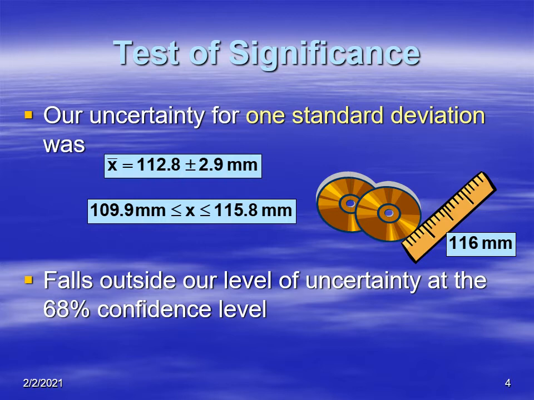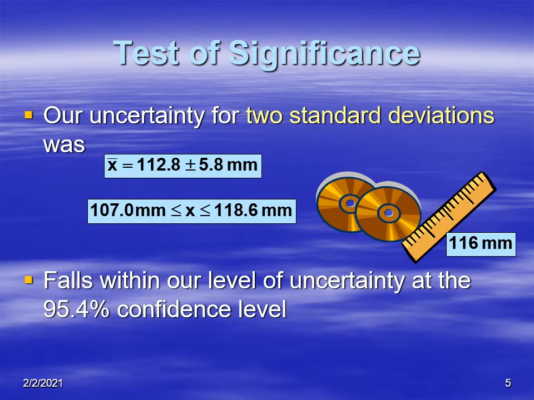So if we say we're using one standard deviation as our acceptable standard, then 116 falls just outside of the 115.8, the higher end of our measurements. And remember, we said that for one standard deviation, our level of uncertainty is 68%. In other words, 68% of all measurements will fall within that, and there will be 32% that fall outside of that for one standard deviation.